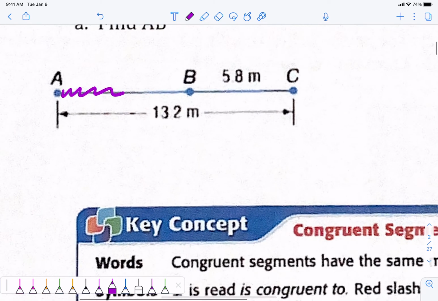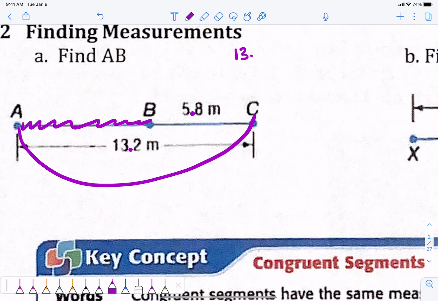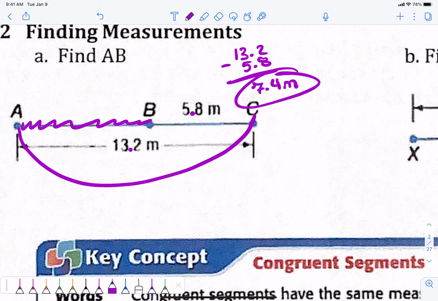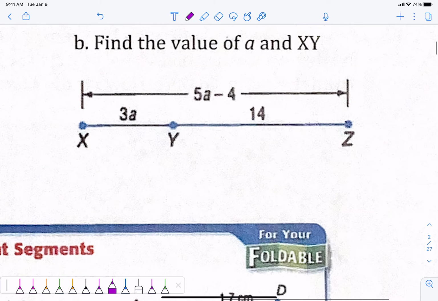We don't know the length of this chunk. We know the total is 13.2, and BC is 5.8. How would you find AB? Minus 5.8, exactly, and that's 7.4. That's in meters, and that's my answer. It's almost too easy. But then part B has variables involved. It's maybe a touch harder, but not too bad.